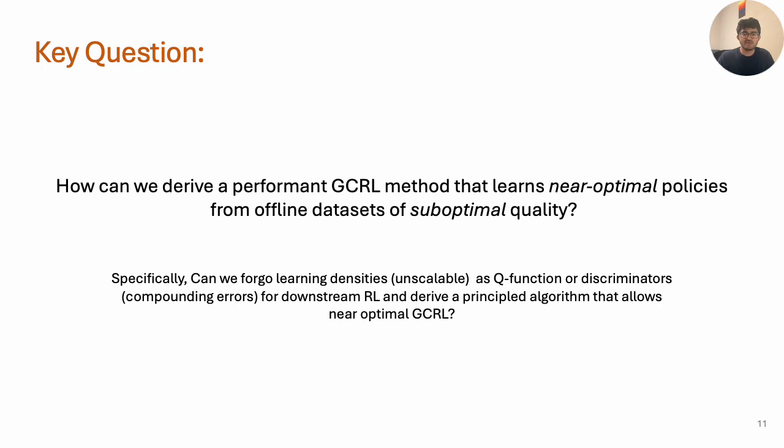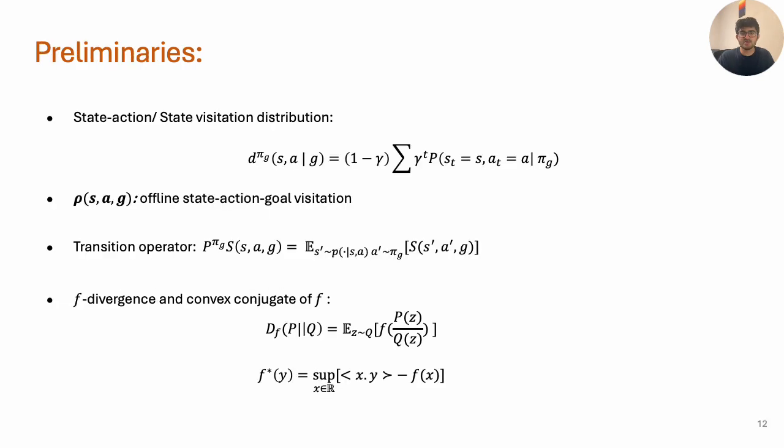The key question that we ask in our work is, how can we derive a performant GCRL method that learns near optimal policies from a dataset of suboptimal quality? We use dπg to denote the discounted probability of reaching a particular state action under a policy πg. Rho is the state action goal visitation from which our offline dataset is sampled. The transition operator on the score function S computes the expectation of a function computed on next states and next policy actions. F divergence represents a measure of distance between two distributions where F is a convex function. The convex conjugate of F can be obtained using the convex conjugate definition shown below.